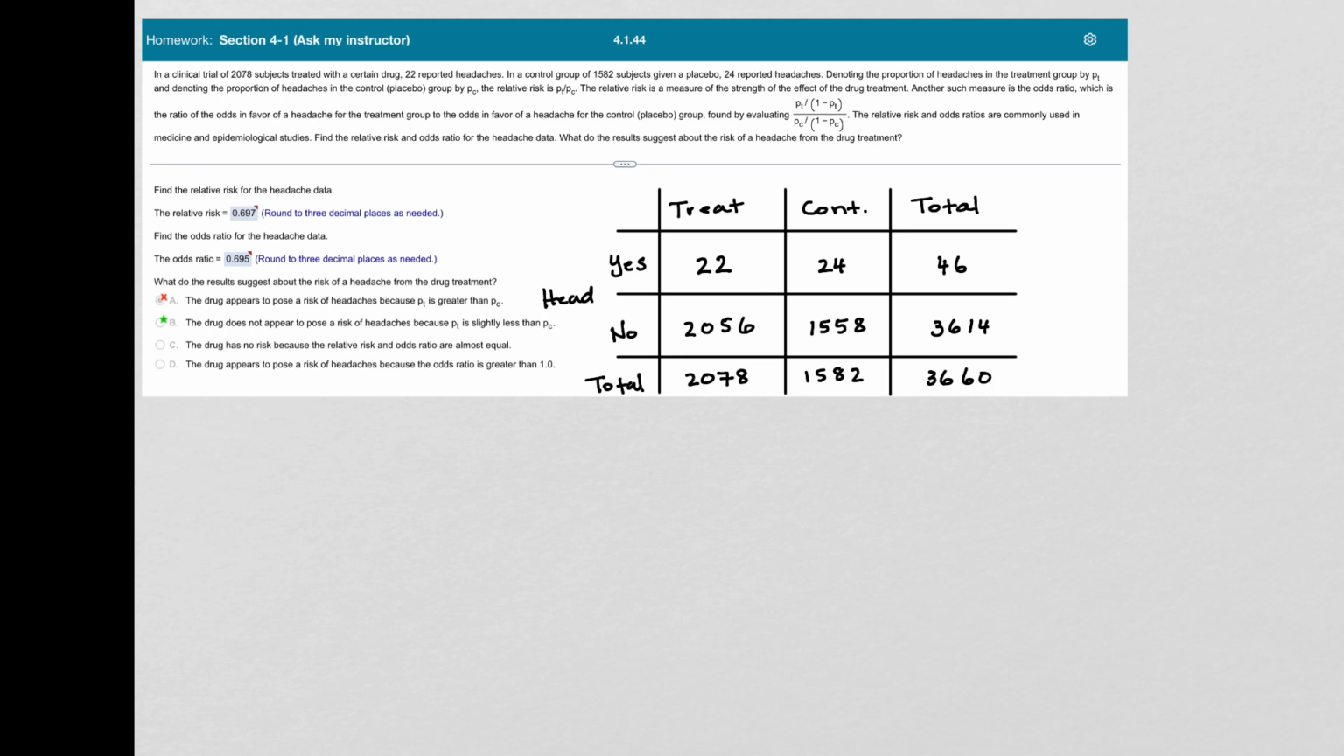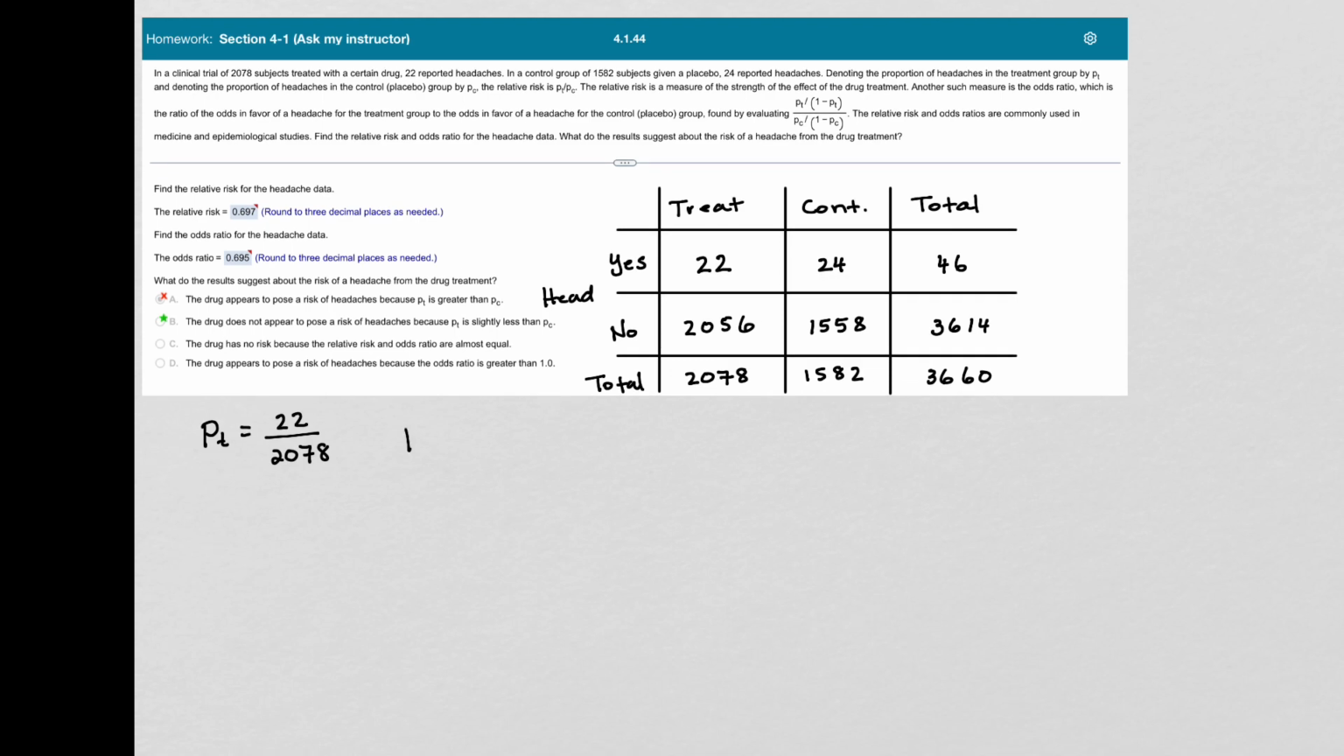Okay, the proportion of headaches in the treatment group is P of T, or PT. So that's the proportion of headaches. That's going to be 22 over 2,078. And the proportion of headaches in the control group is PC, and that is 24 over 1,582.